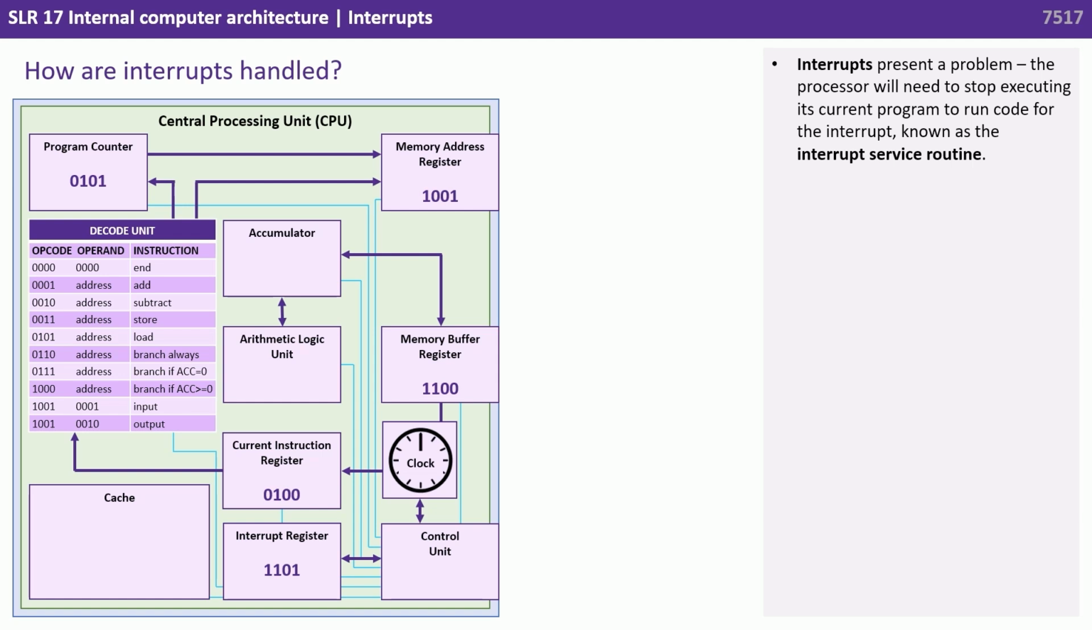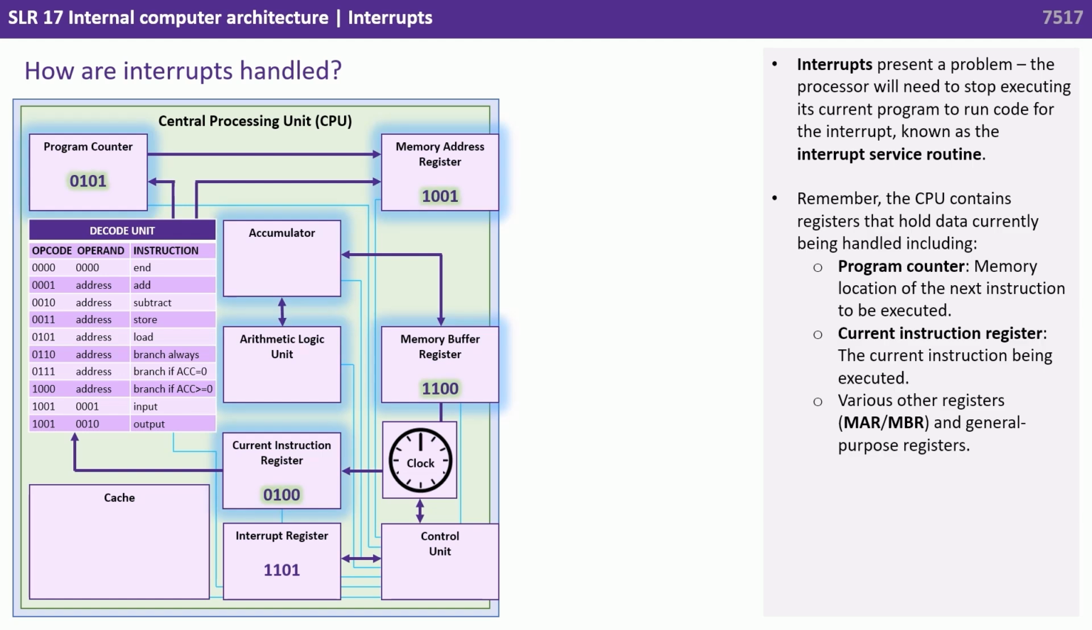Interrupts present a problem. The processor will need to stop executing its current program to run the code for the interrupt, known as the interrupt service routine. Remember, the CPU contains registers that hold data currently being handled. This includes the program counter pointing to the address of the next instruction to be executed, the current instruction register, which actually holds the current instruction, and various other registers such as the MAR, MBR, and general purpose.